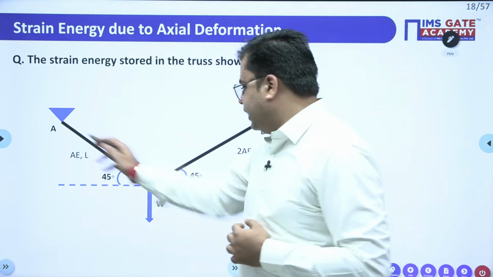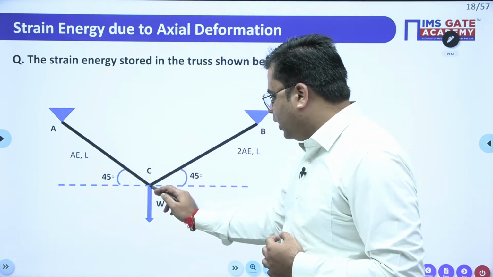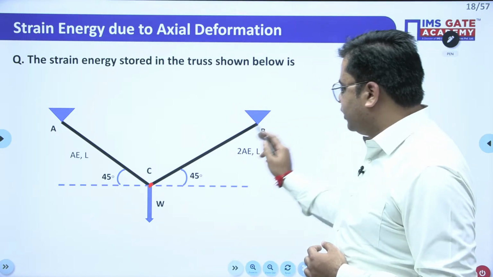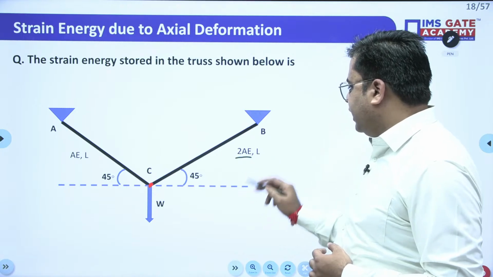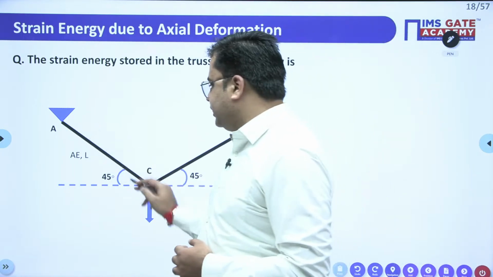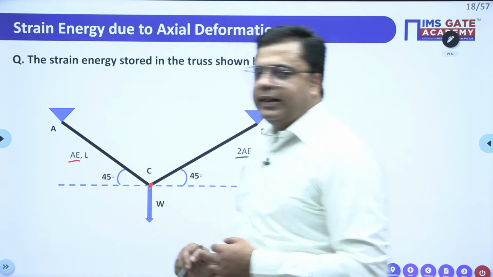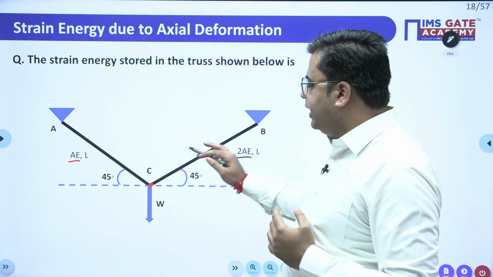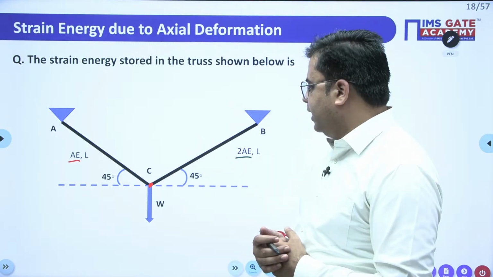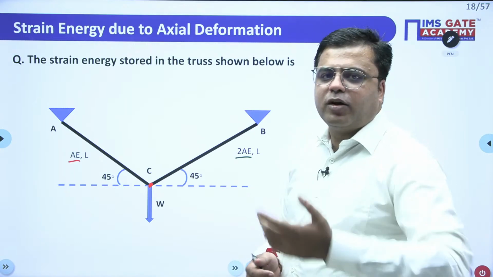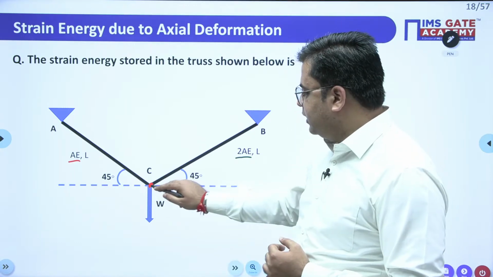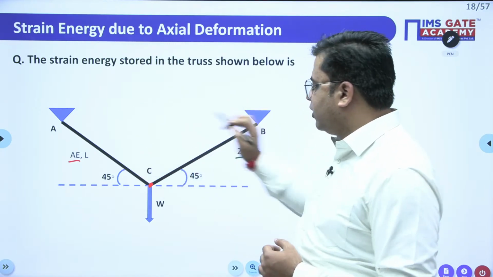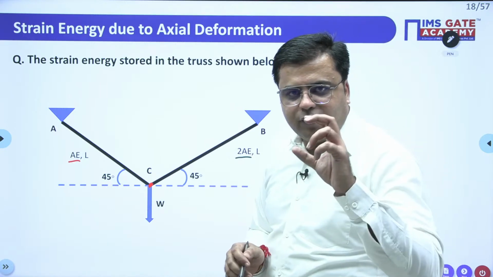You have members AC and BC only. At point C, an external load W is applied. The axial rigidity for member BC is 2AE and length is L. And for member AC, the axial rigidity is AE and the length is again L. For calculating the strain energy stored, first of all, we need to know the member forces AC and BC. You have n number of methods for solving. You can calculate the support reactions and then go back to these members by considering one joint, correct? We have one shortcut for this.